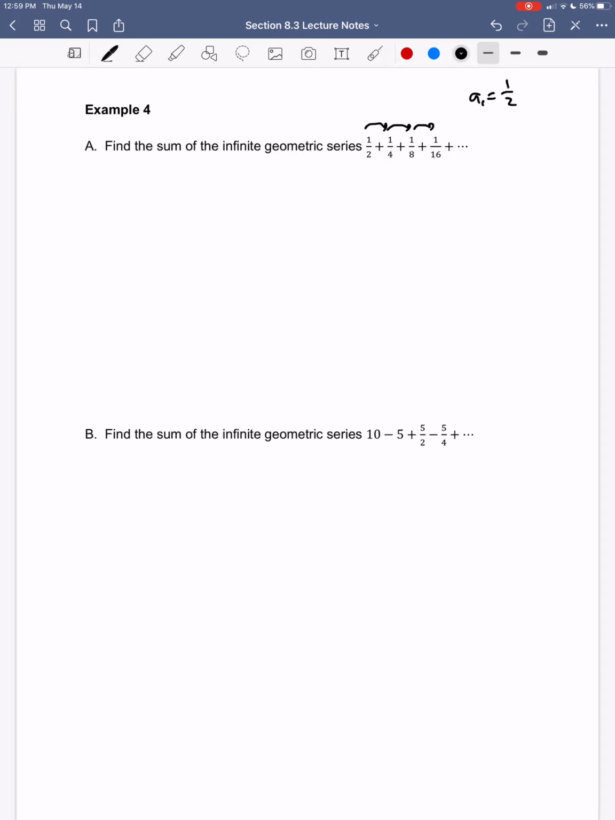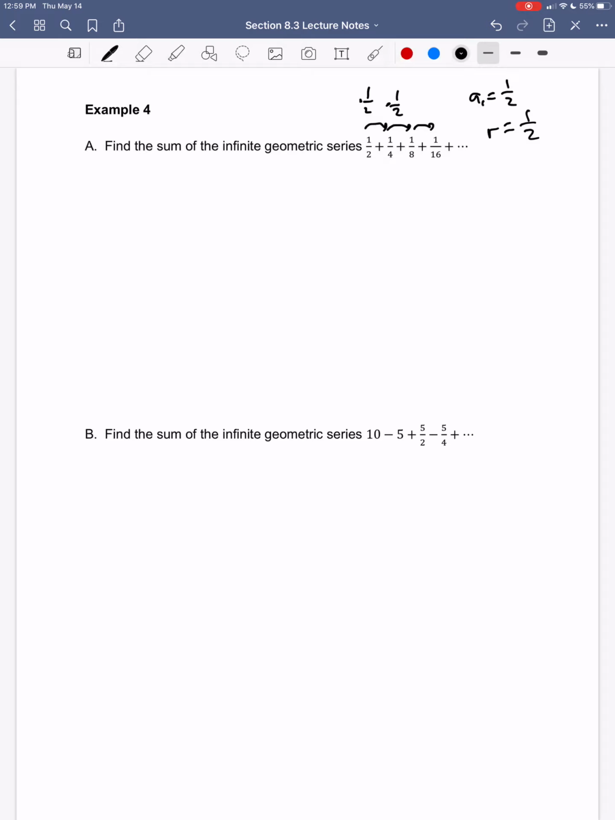How do I get from a half to a fourth? How do I get from a fourth to an eighth? I'm just multiplying the denominator by 2 every time. So my common ratio here is also 1/2. So A is equal to 1/2 and R is equal to 1/2.